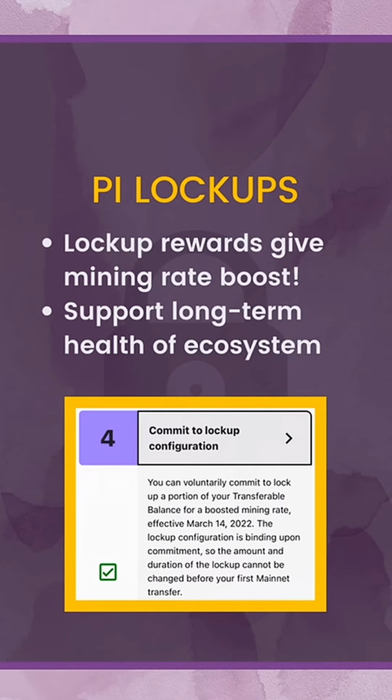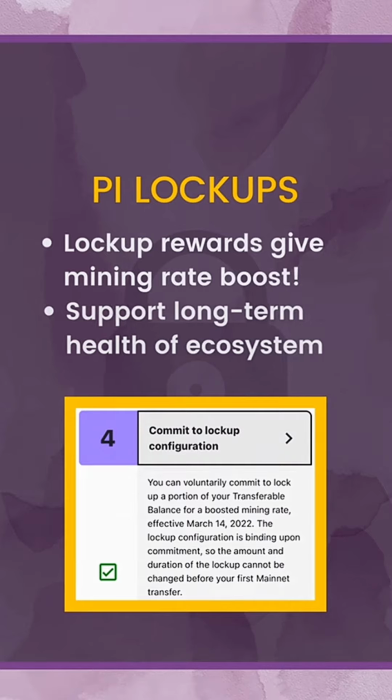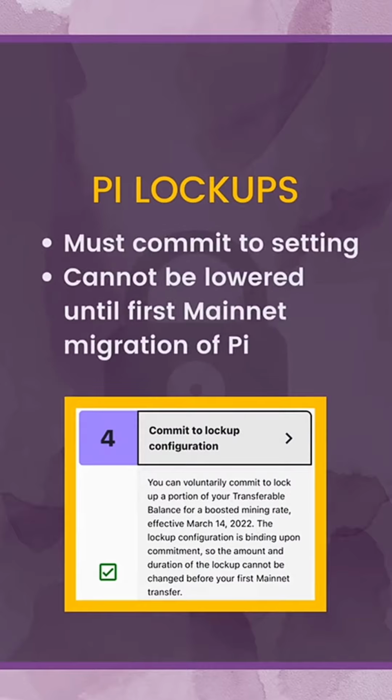It is an important decentralized macroeconomic mechanism, especially in the early years of the open network when utilities are being created. More information about the lockup reward is available in the new chapters of the updated white paper released on December 28, 2021. While Pi lockups are voluntary, you must commit to an initial lockup setting to complete step 4 of the Mainnet checklist. The binding aspect of your lockup setting means that the lockup amount and duration cannot be lowered before the transfer of your balance to the mainnet.